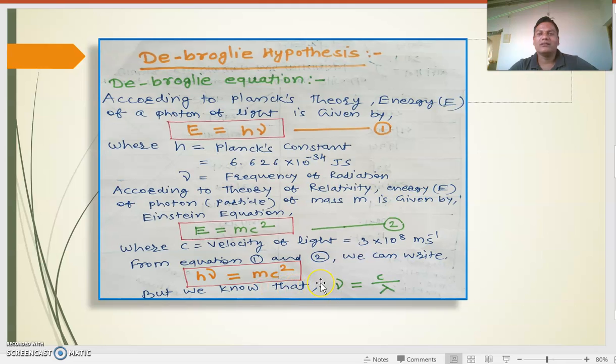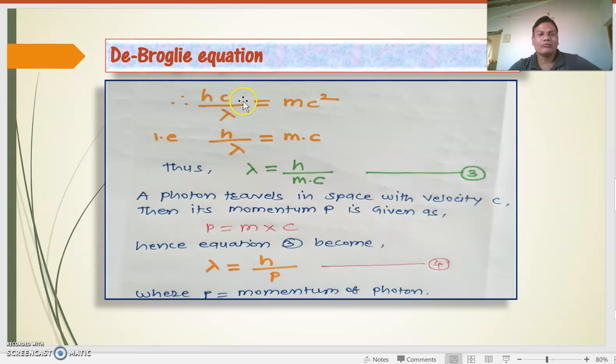But nu is nothing but frequency. For frequency, we have the equation, velocity of light c divided by wavelength. That is, nu is nothing but c by lambda. Then putting the value of nu, you can write c by lambda. So the equation becomes hc by lambda is equal to mc square. That is, h by lambda is equal to m into c only, so one c gets cancelled. What remains? h by lambda is equal to m into c. So lambda is equal to h by mc, where c is the velocity of light.